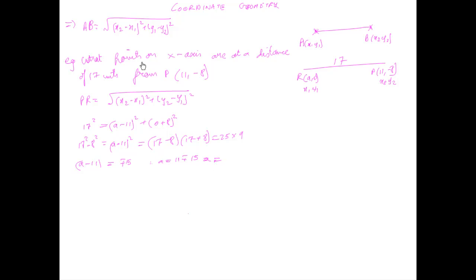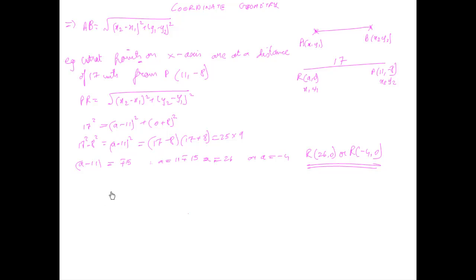Since they said points, the abscissa would come out to be 26, or a would come out to be -4. So the coordinates of R would come out to be (26, 0), or R would come out to be (-4, 0). It is necessary to specify this as coordinates, children. We always need to write down the coordinates, children. That's the distance formula, children. Now we have the section formula. Next thing we have is the section formula, children.